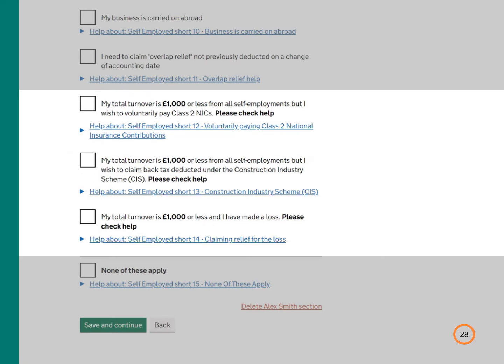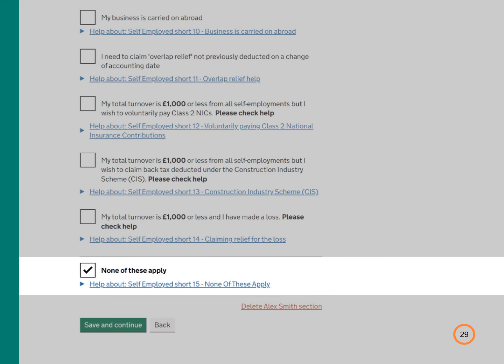Towards the bottom of the page, there are some options for people who have a turnover of less than £1,000 but still want to fill in the self-employed section. For example, if you want to pay voluntary Class 2 National Insurance contributions to build entitlement to contributory benefits like state pension. If none of the circumstances apply, select None of these apply at the bottom of the list.